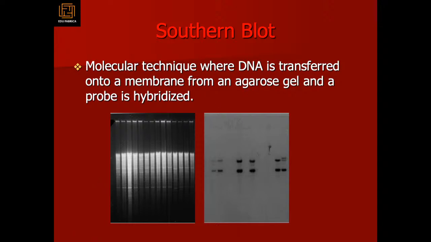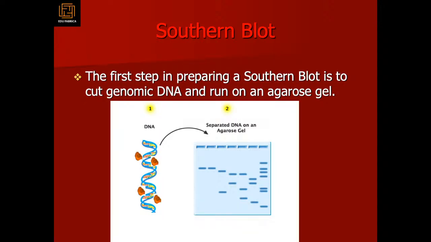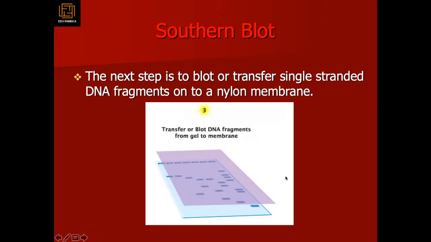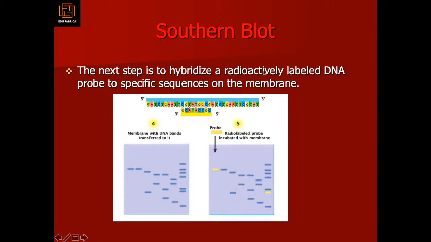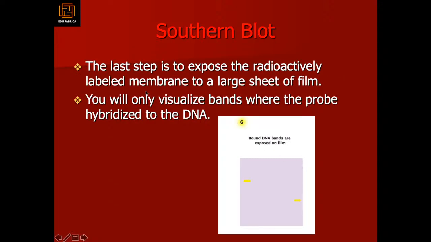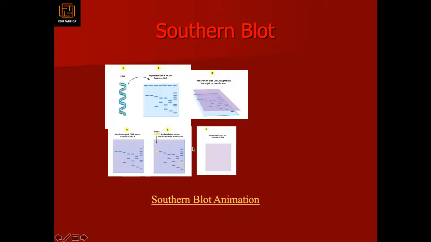Anyhow, the molecular technique is that whatever results we got are then transferred by Southern blotting from the gel in order to identify your results further. In Southern blotting, first you prepare your genomic DNA and run it over the agarose gel. After running the agarose gel, we transfer your sample onto the nylon membrane. Then the next step is to hybridize a radioactive labeled DNA probe with the specific sequences on the membrane. So your membrane with the DNA bands transferred to it is incubated with the labeled probe. The last step is to expose the radioactive labeled membrane in order to find your labeled probe.